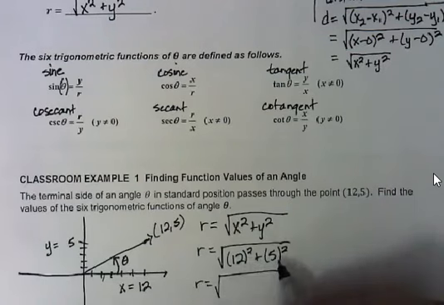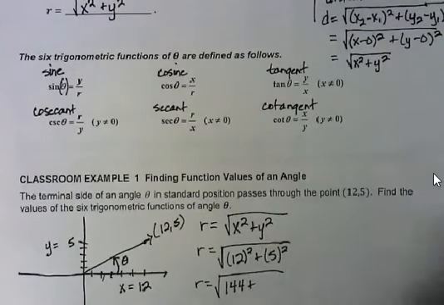And when you're working this out, when you're squaring these numbers in here, whether they're negative or positive, when you square them, you always get a positive value. So 12 squared would be 144, 5 squared would be 25. That gives us the square root of 169, which is 13. So our r is 13.